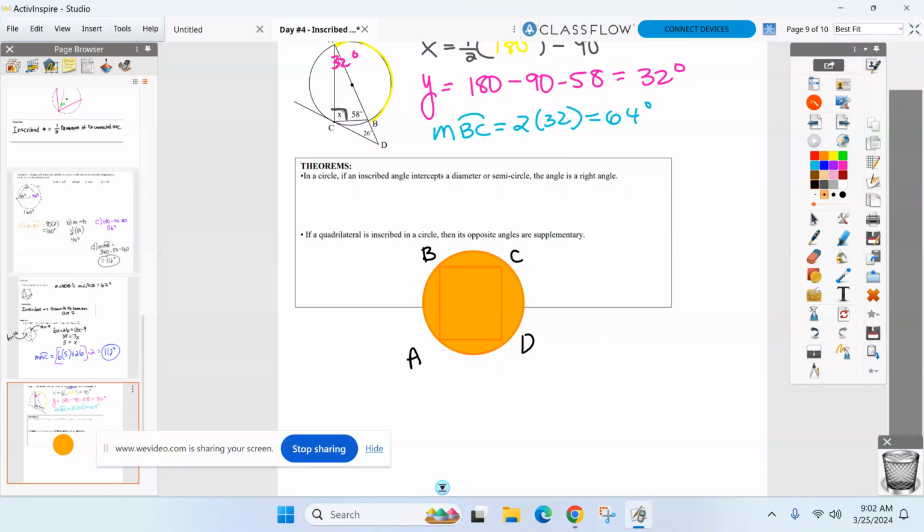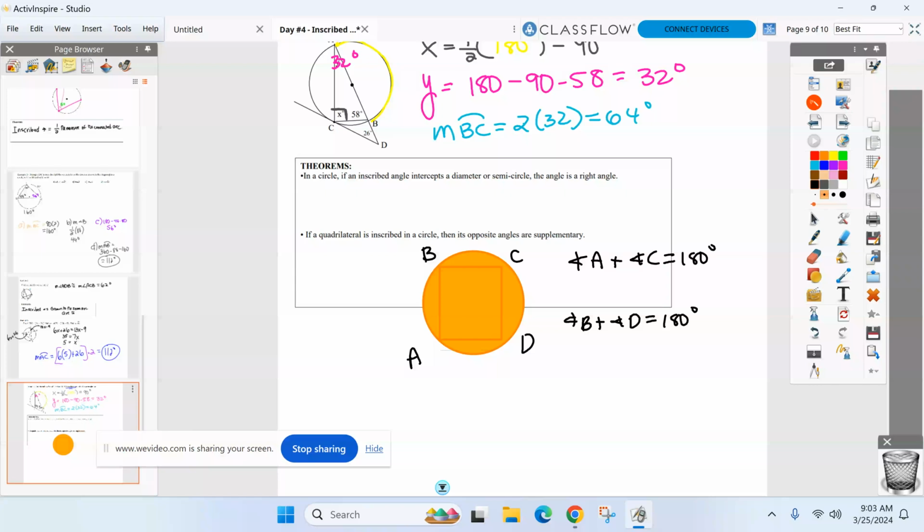And here's where the final theorem says, if you have this diagram, a quadrilateral inside a circle, the opposite angles are supplementary. So they add to 180. This would mean angle A plus angle C equals 180. And separately, angle B and D add up to 180. Only if you have a quadrilateral inside a circle do they add up to 180.